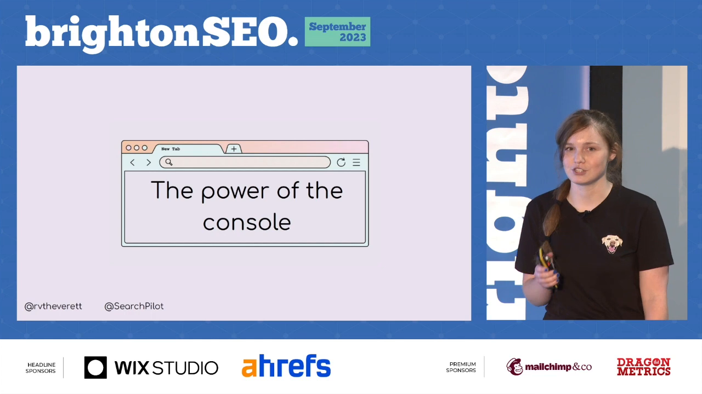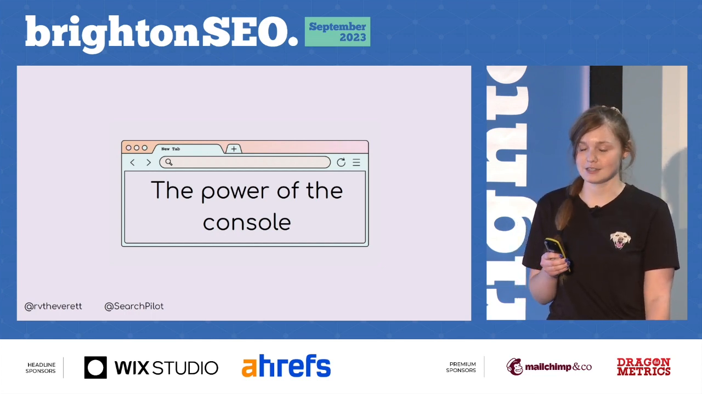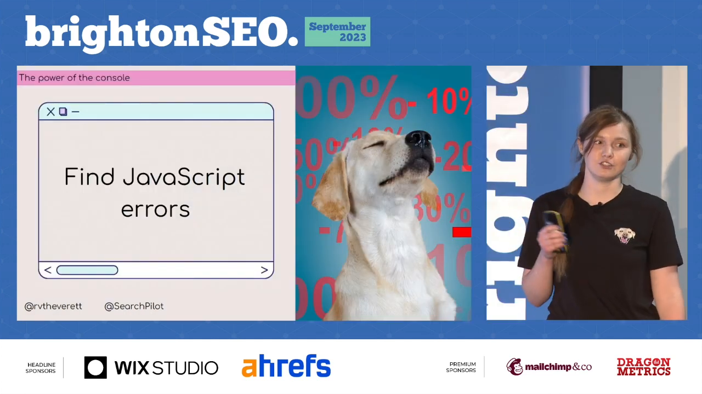I wanted to take a bit of time to talk about the console. It can be a scary place, it can be an overwhelming place, but there's some useful things we can get out of it. The first thing is finding those JavaScript errors.